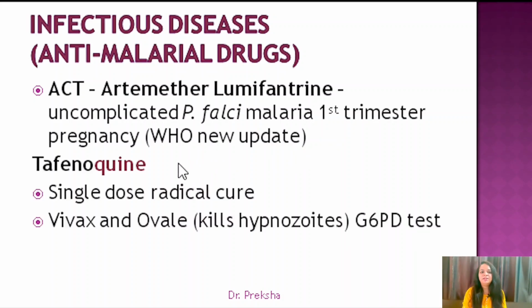Another drug is tafenoquine, similar to primaquine. This drug is given as a single dose radical cure. This drug is active against both vivax and ovale infection, and it kills hypnozoites. And before starting this drug, you have to do a G6PD test, just like in primaquine you test for G6PD. Here in the spelling you can see queen. So queen can kill both vivax and ovale. So this is how you can remember its mechanism of action.